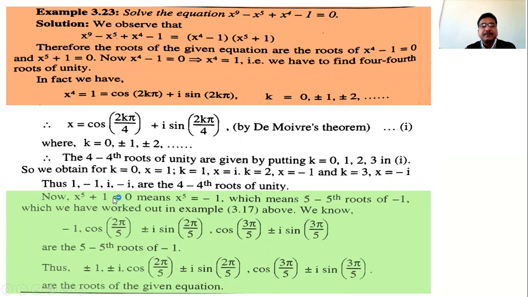And totally these 4 and these 5, totally 9 values are given here, and these are the roots of the given equation. 9 roots of the given equation. So separately, by factorizing, solve this.